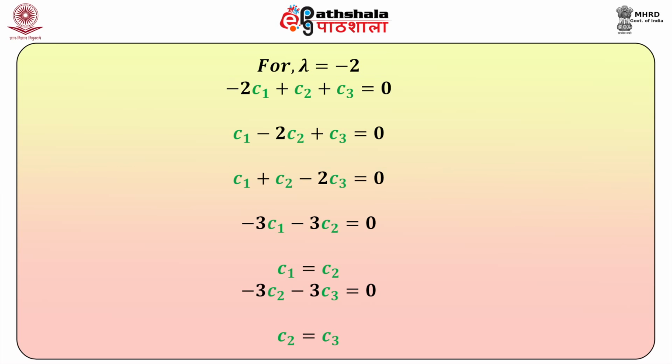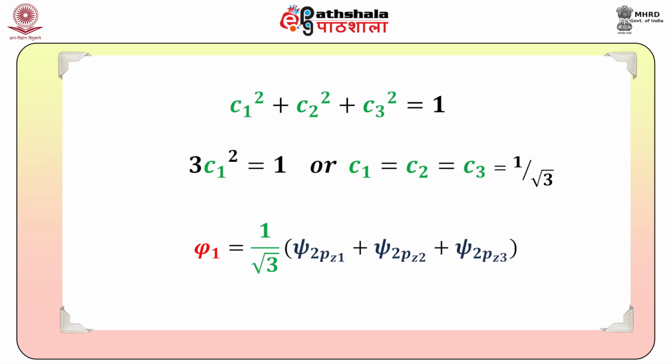Then, after further simplification of these equations, and using the same procedure for other values of lambda as we have done here, we are able to calculate the corresponding values of C1, C2 and C3 for each of the lambda values. As you can see here, in the calculation of these coefficients, as we did earlier in the case of butadiene as well, we have employed the normalization condition also. That means the sum of the squares of the coefficients is always equal to 1.